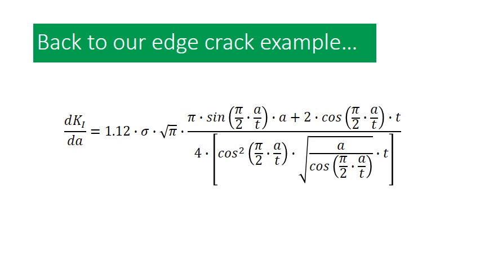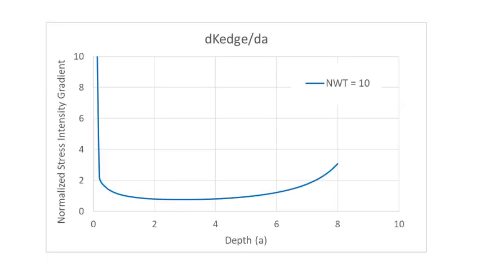Let's take a look at our edge crack example and see how the K gradient changes as the crack grows. So here we have a plot with the normalized stress intensity gradient on the y-axis, and we have the depth on the x-axis. And you see a very interesting shape here. When the crack is very, very shallow, less than 1 millimeter, less than half a millimeter, you get a very, very high stress intensity gradient. And that corresponds to the very start of the square root relationship that we saw before.